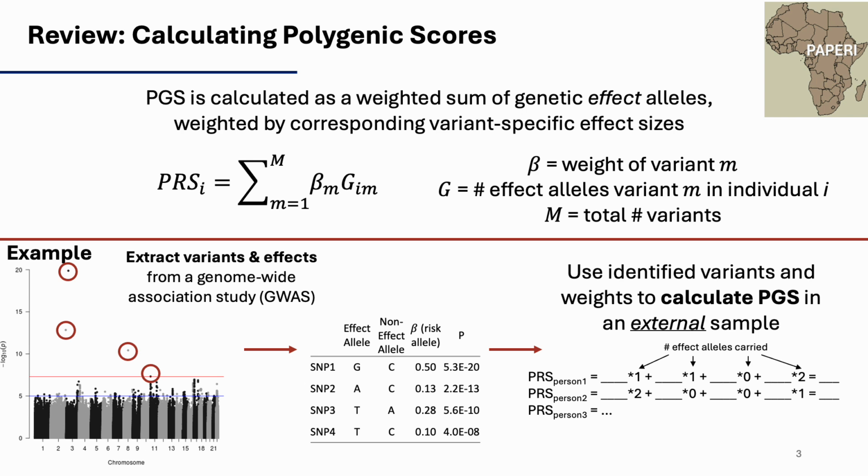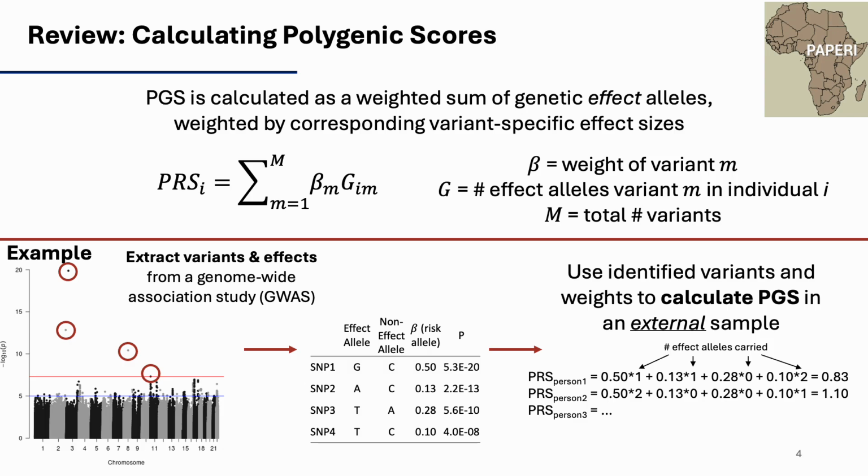So here we're showing for these 2 individuals the number of effect alleles that they carry for these 4 SNPs that are being considered in this table here. You can see for person 1, they carry 1 copy of the effect allele for SNP 1. They carry 1 copy of the effect allele for SNP 2, 0 copies of the effect allele for SNP 3, and 2 copies for the effect allele of SNP 4. We can plug into this equation the weights for each of these SNPs, and then we can calculate their polygenic risk score, and you see on the right side of this equation what the polygenic risk score is for each of the individuals that we're looking at.